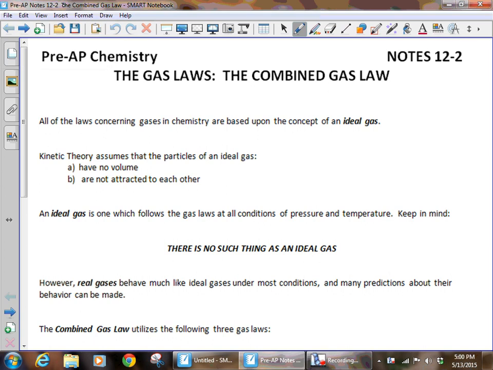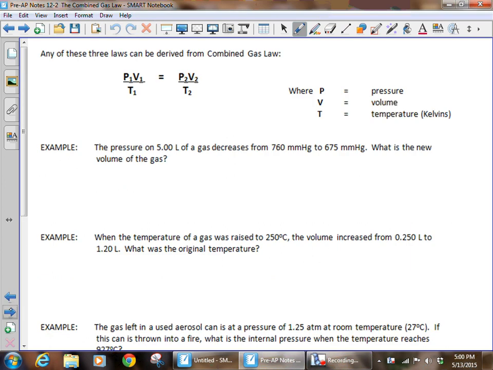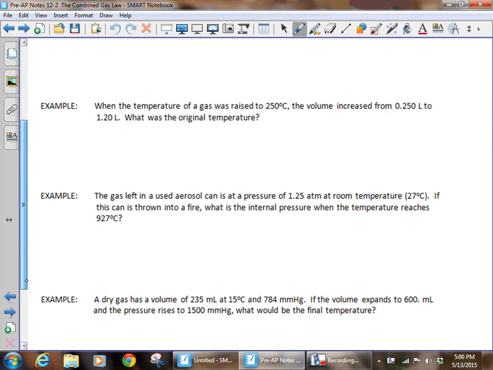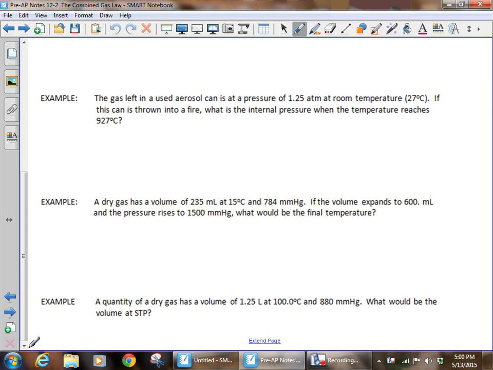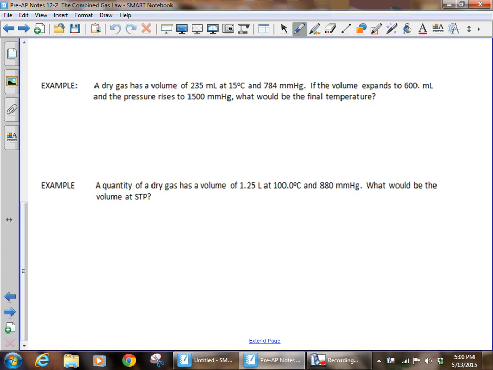Today we're going to finish up our discussion of the combined gas law. Let's look at the last couple of examples on our notes. This first example, as we look at this, we're going to follow the same rules. We've got to find what our unknown is.